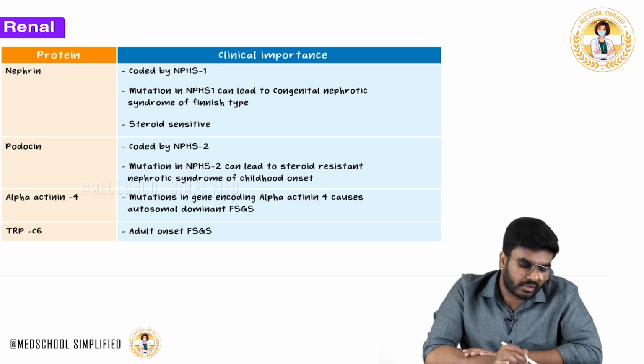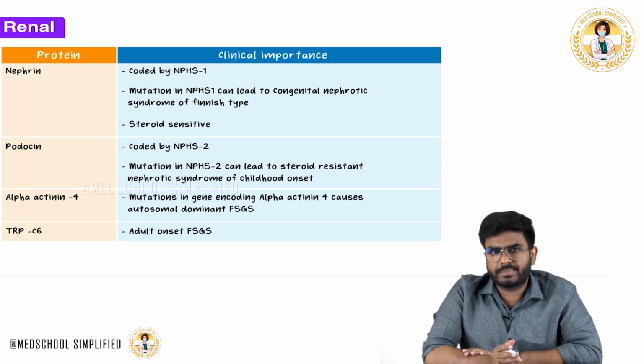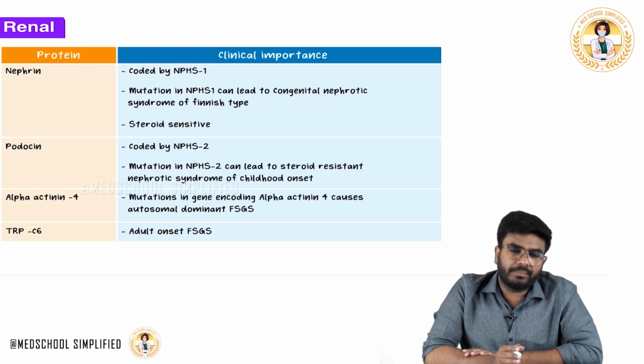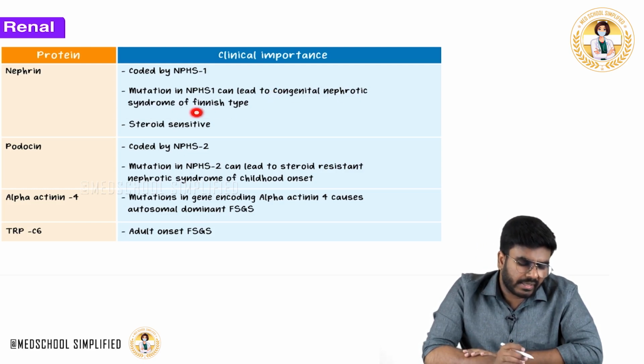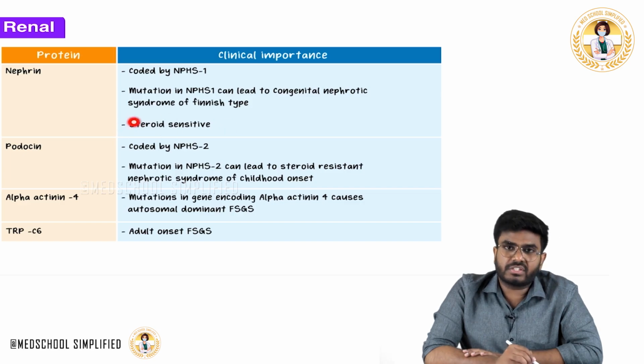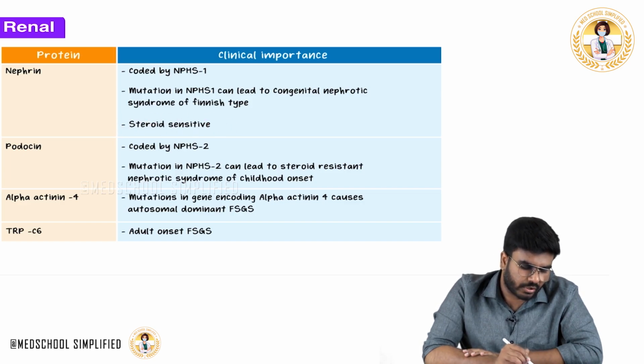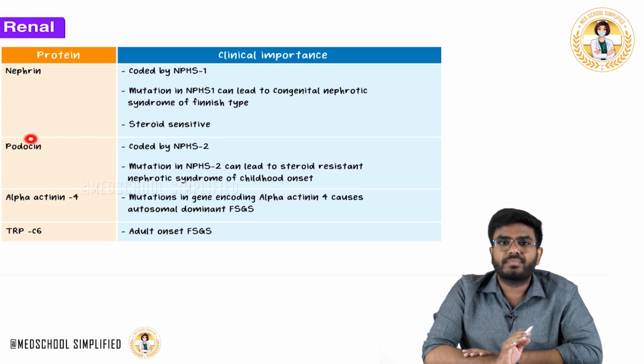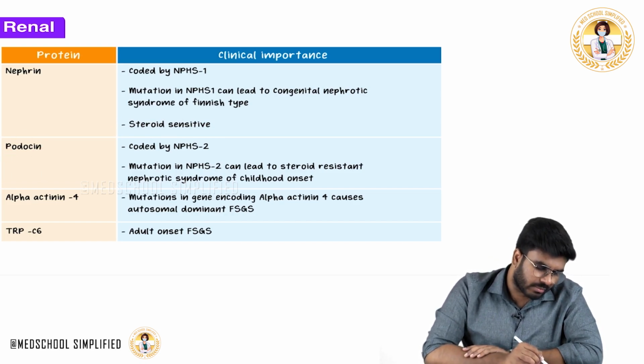There are many nephrotic syndromes, guys: minimal change disease, focal segmental glomerulosclerosis, membranous glomerulopathy. There are different types. But anyway, this congenital nephrotic syndrome of Finnish type is easily treated with steroids.